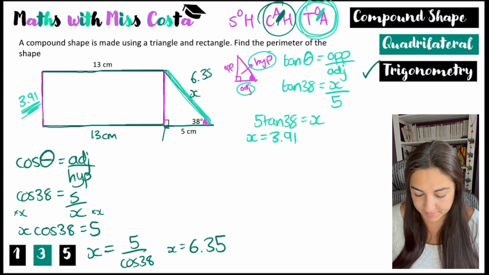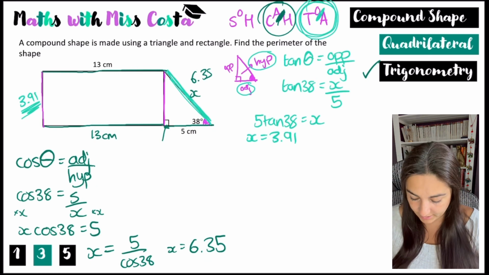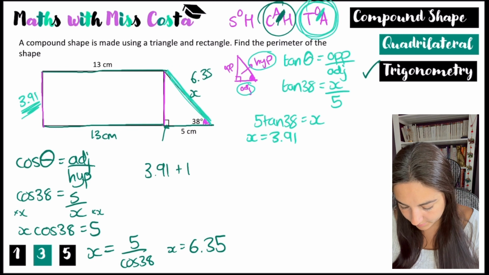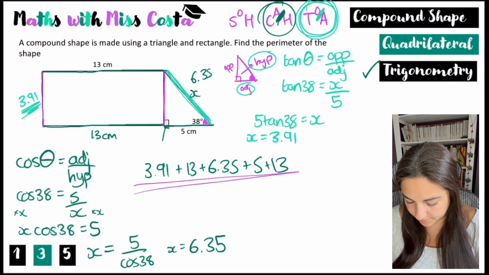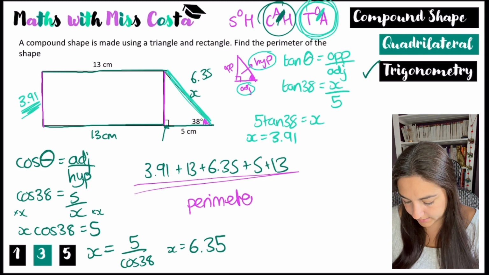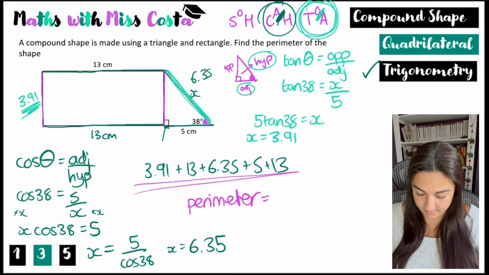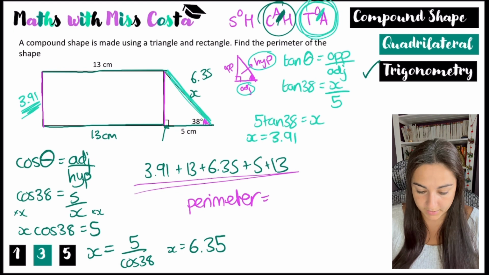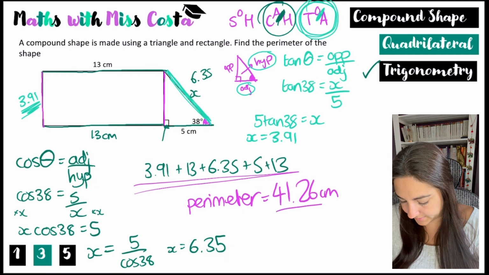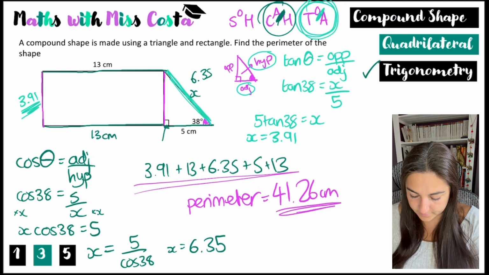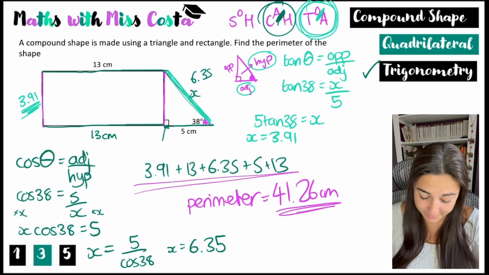And what does perimeter mean? It means the distance all the way around the shape. So I'm just going to do 3.91 plus 13 plus 6.35 plus 5 plus 13. Add it all together, and what do you get? The perimeter is, I'm just going to use the calculator, 3.91 plus 13 plus 6.35 plus 5 plus 13 is 41.26 centimetres. Hopefully that's right.